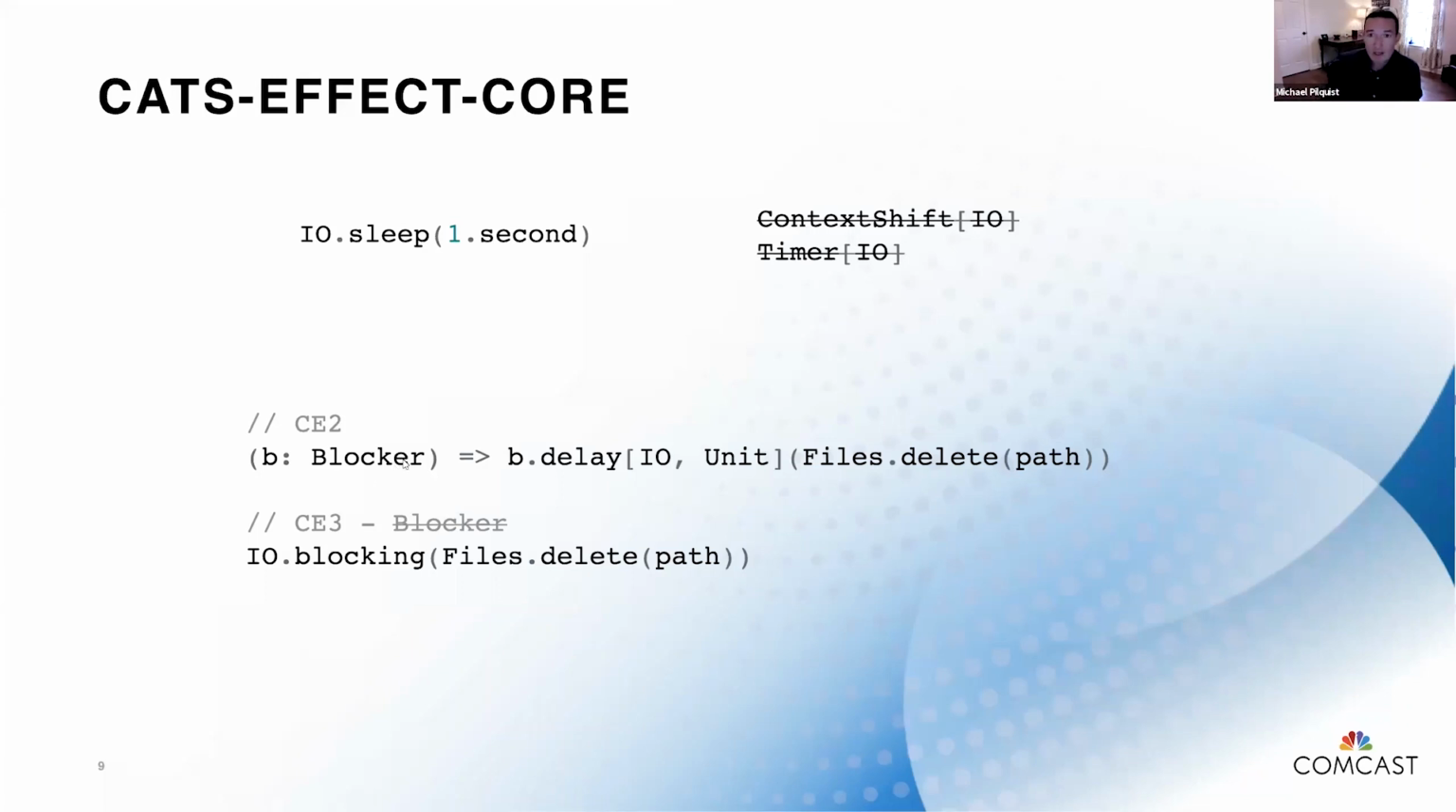Anyway, that's all gone. Just like getting rid of context shift and timer, in Cats Effect 3, we can make this call io.blocking and then pass our files.delete here. So it's an example of how we're optimizing for the developer experience, right? We wanted these straightforward, common patterns to be as simple as possible to implement.